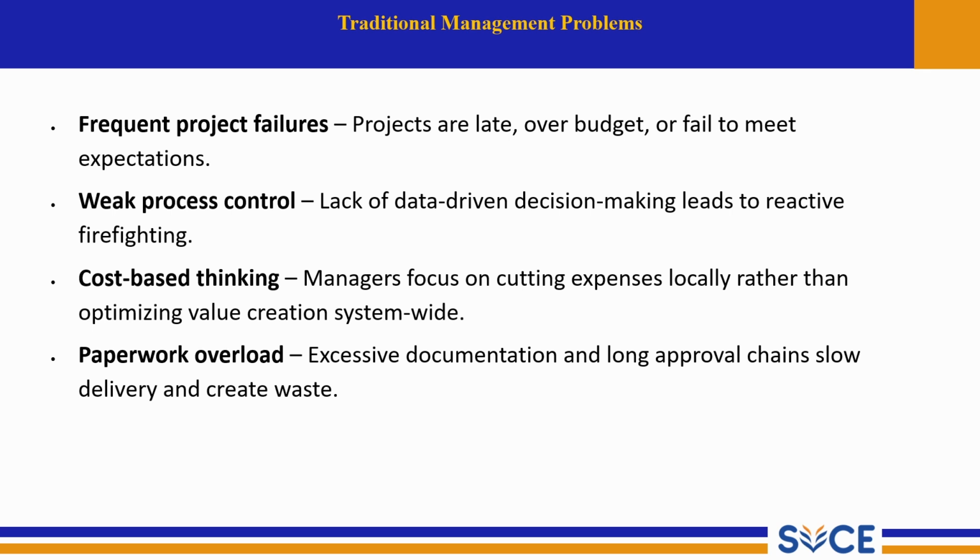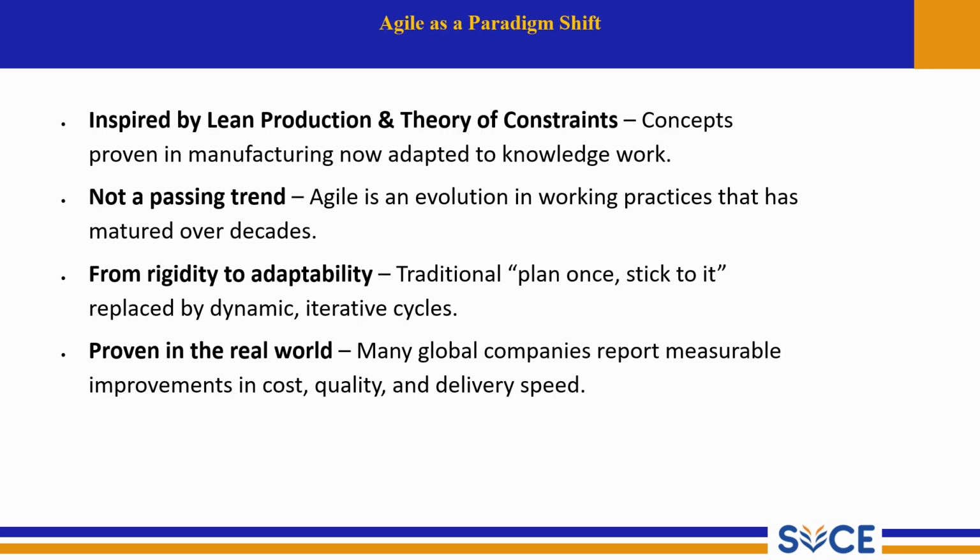And next one is the paperwork overload. Excessive documentation and long approval chains slow the delivery and create waste. Traditional processes involve heavy documentation and too many approval stages. Every change requires formal documents, signatures, and meetings. This consumes valuable time, slows down the project progress, and leads to unnecessary delays. Agile reduces this waste by focusing on working software over detailed paperwork. In the next slide, Agile as a paradigm shift.